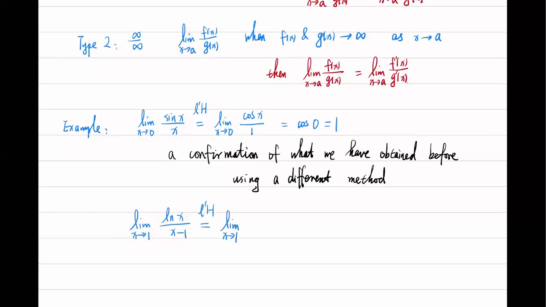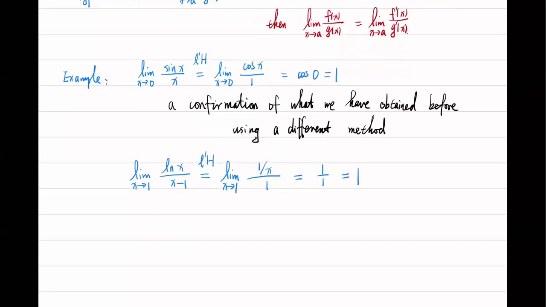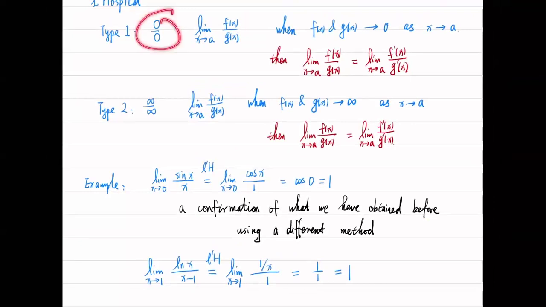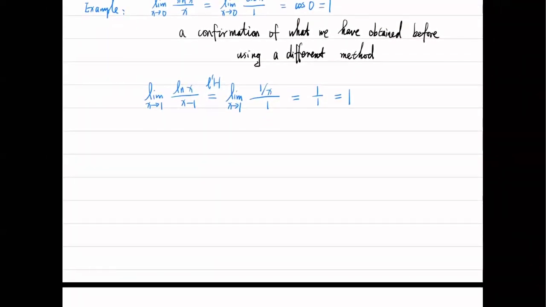Okay, Sakina, what's the derivative of logarithm x? Yes, 1 over x. And this is 1, so it will be 1 over 1. Okay, so for these two types of indeterminate forms, 0 over 0, infinity over infinity, we can apply the L'Hopital rule directly. The limit is the same as the limit of the quotient of the derivatives. In some cases, it's not this form, but we can convert it to these two types.